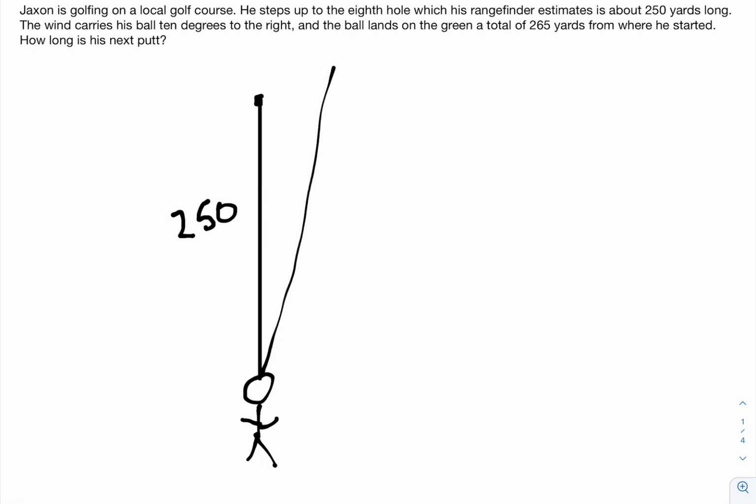So the first thing we're going to do is draw this out. So if this is Jackson here, he's stepped up to the hole on the golf course. So the 8th hole is 250 yards long. You see that here. The wind carries his ball 10 degrees to the right. So we know that from Jackson to the hole, this is going to be 250 yards. And it says the wind carries his ball 10 degrees to the right. So we're going to keep going here, 10 degrees.